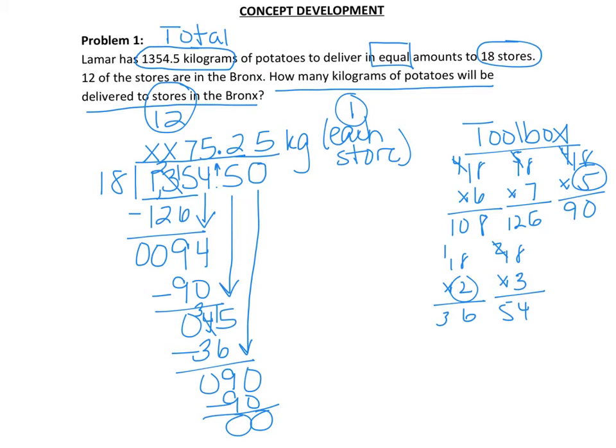So I know it for 1. So in order to figure out for 12, I've got to multiply. So I'm going to do what I have already, which is how much 1 store gets. And I multiply it for the 12 Bronx stores, because this is how many kilograms of potatoes will be delivered to the stores in the Bronx. And we already knew it was 12.